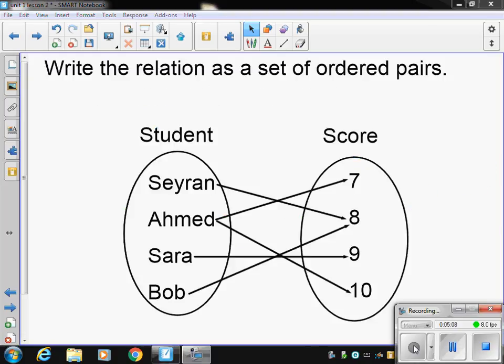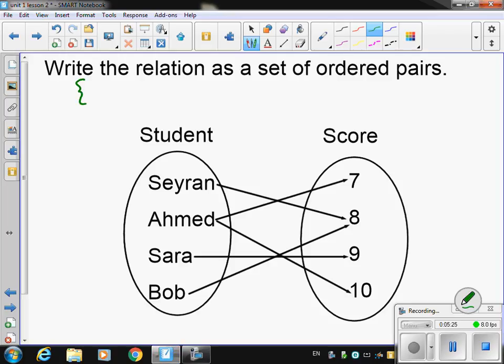The fourth example is a mapping diagram. So Seyron maps onto 8, Ahmed maps onto 7 and 10, and Sarah maps onto 9, and so on. So the first part of the question suggests we write it as a set of ordered pairs. So I would do a curly bracket, and I would say my first ordered pair is Seyron, comma, 8.